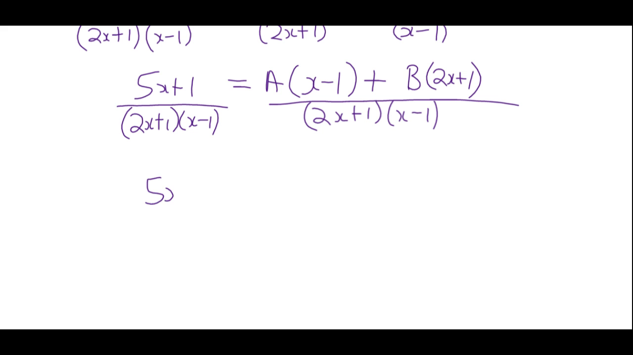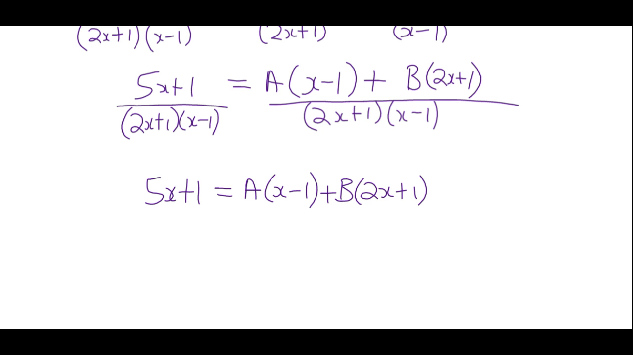We know that 5x plus 1 has to equal A times x minus 1 plus B times 2x plus 1. For any value of x, this must be true. It is an identity. So we could multiply it out and get Ax minus A plus 2Bx plus B, and then solve a system of equations. But we have an alternate way that's a little bit easier than solving a system.